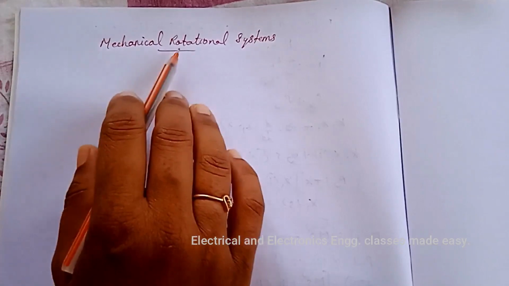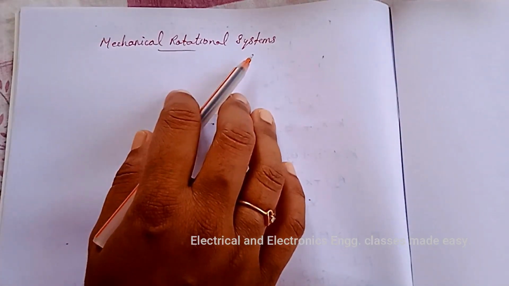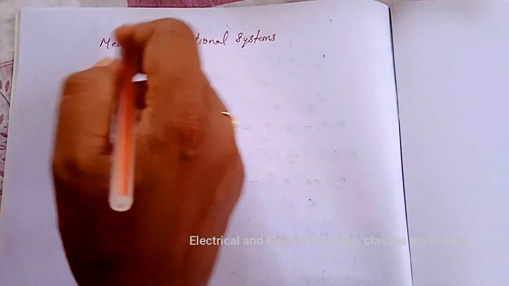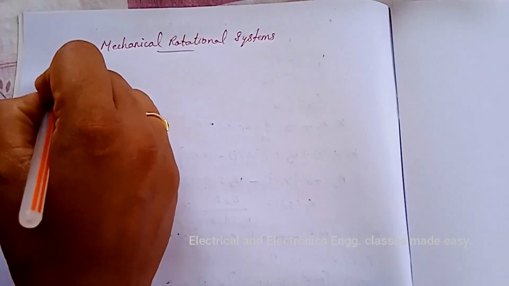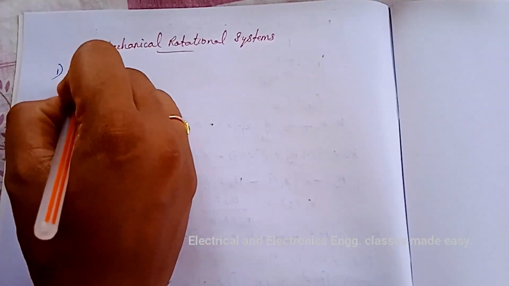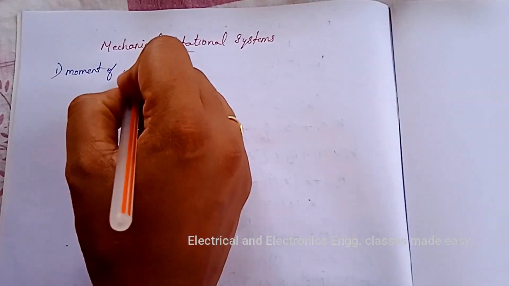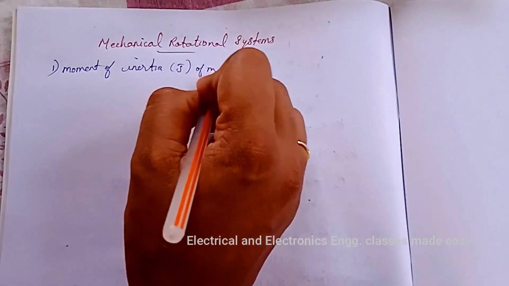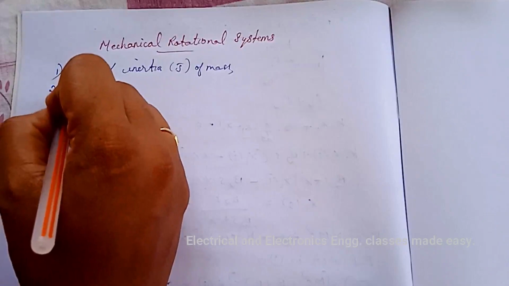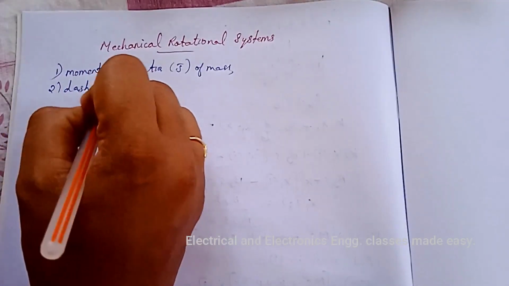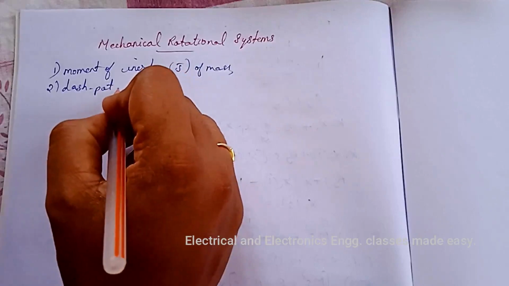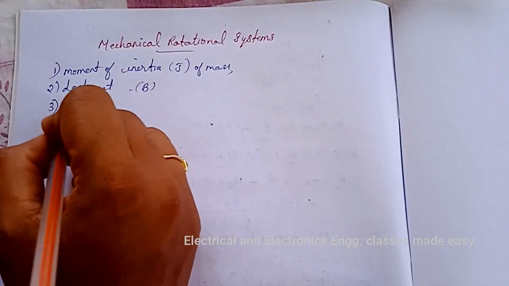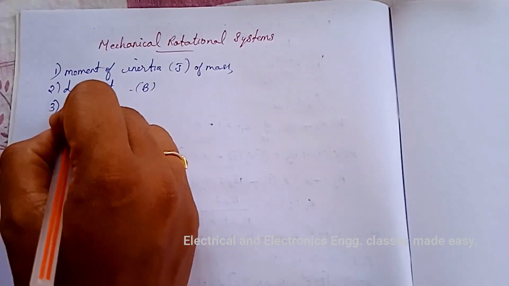Today's class is about mechanical rotational systems. The model of rotational mechanical systems can be obtained by using three elements. First one is moment of inertia J of mass. Second one, dashpot with rotational frictional coefficient B, and torsional spring with stiffness K.